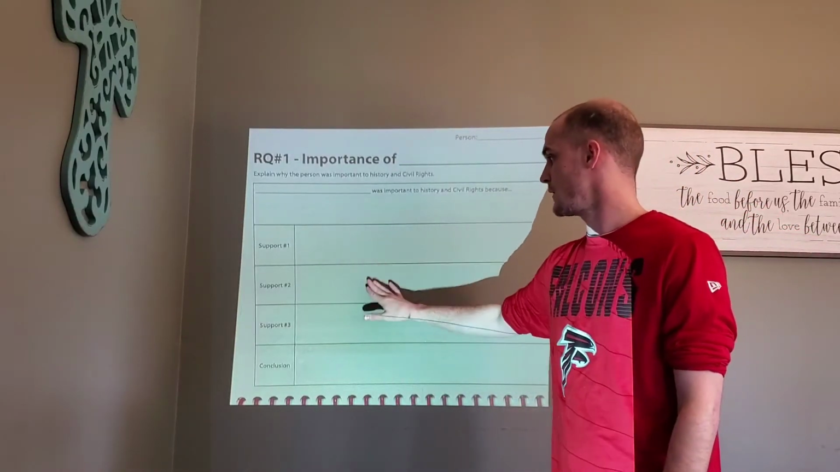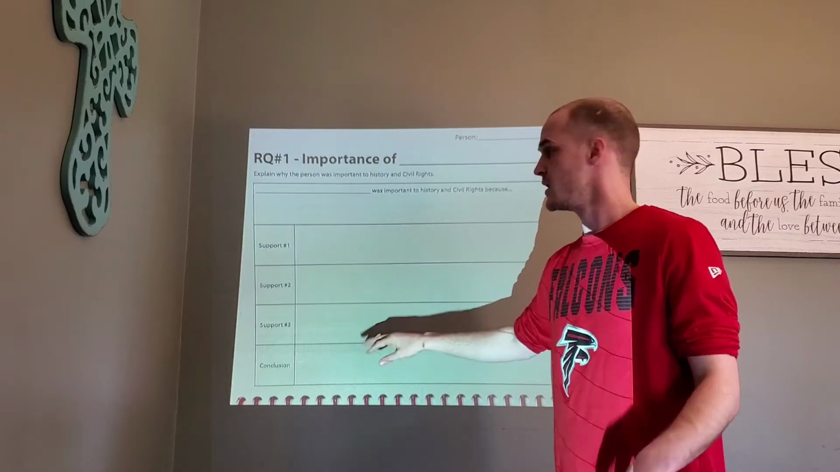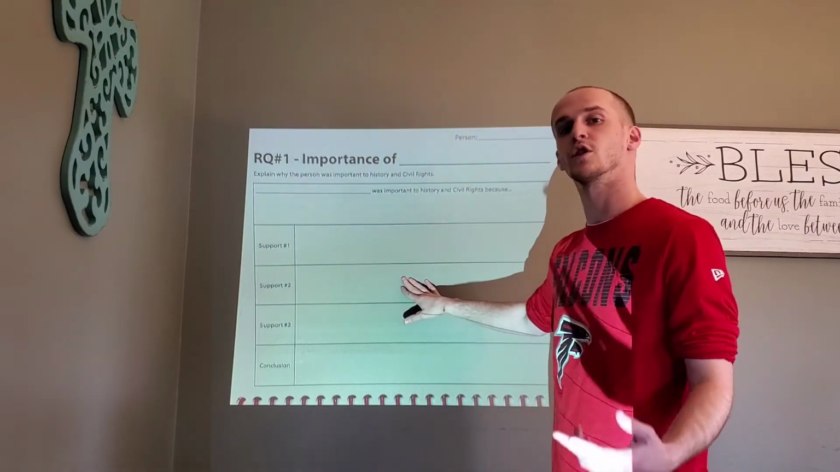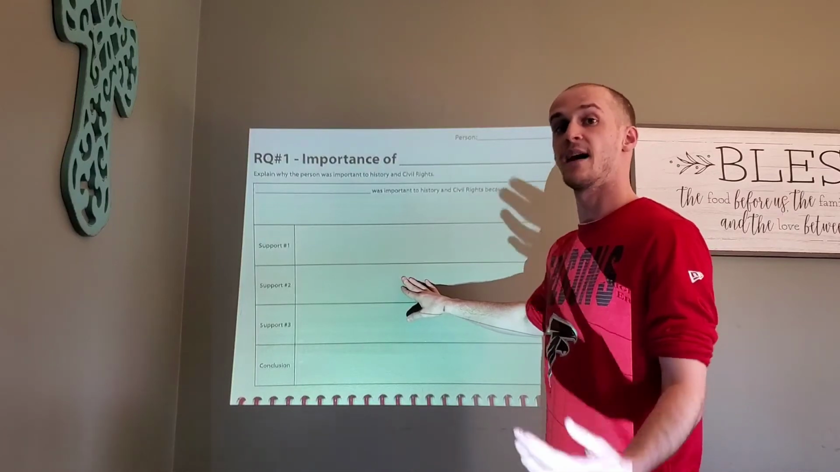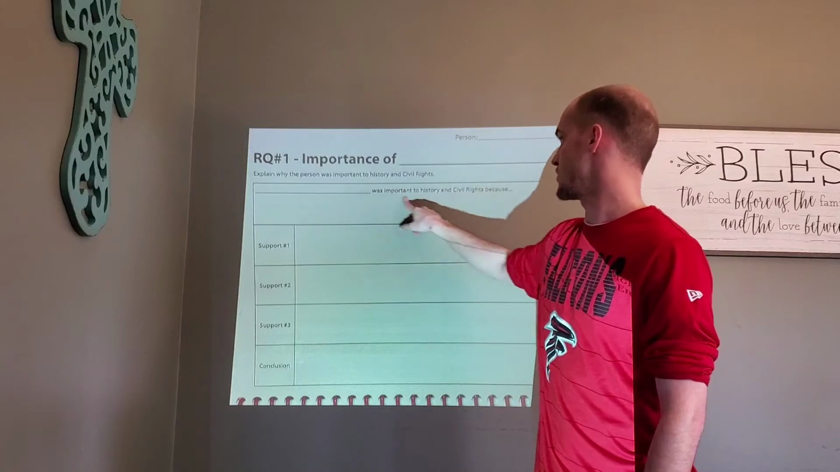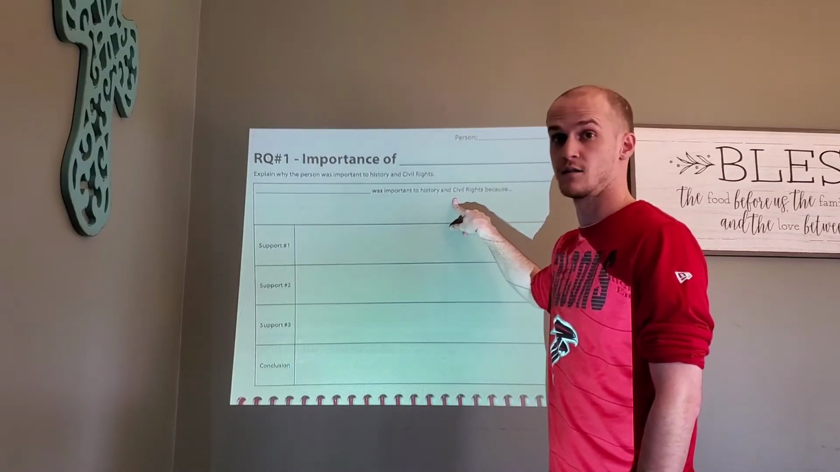Then the support is your textual evidence. So support 1 and support 2 are going to come from the History.com article. You're going to find textual evidence that proves the first 2 reasons you gave why Frederick Douglass was important to history and civil rights.